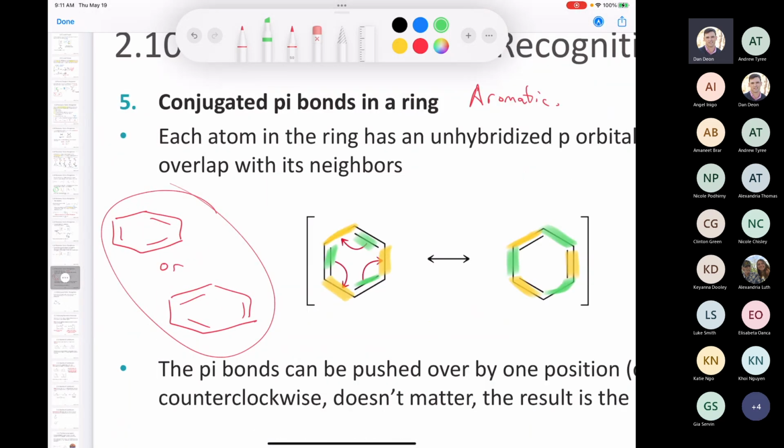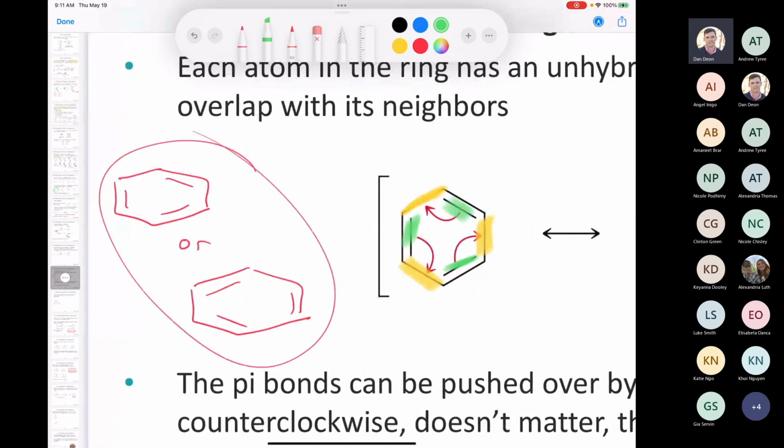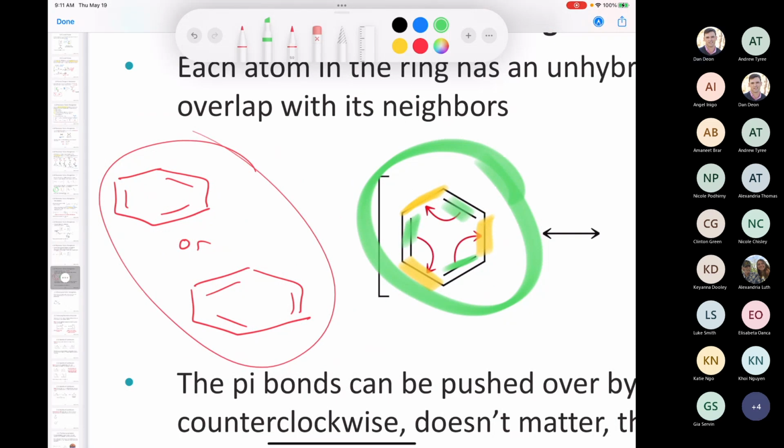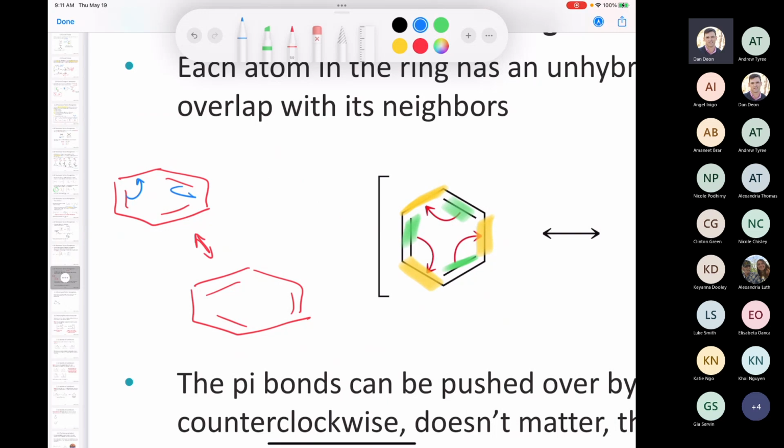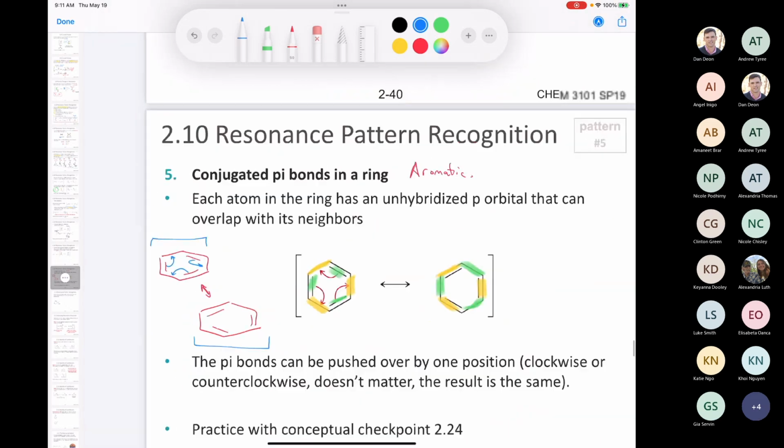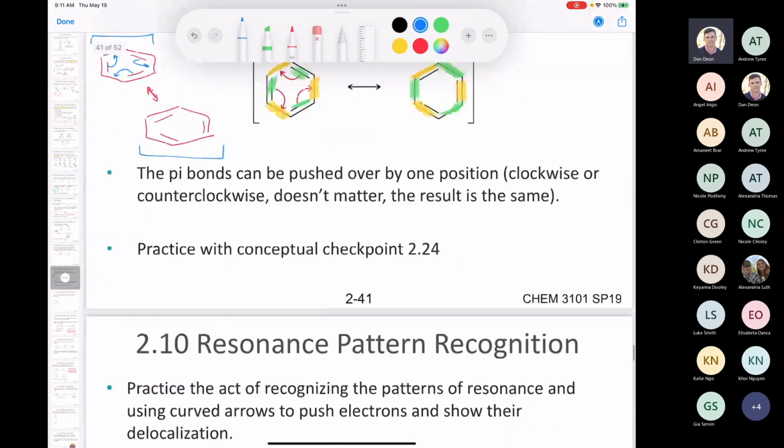And I can prove that to you. If you take a look at these 2 structures here, in this resonance structure, they drew all 3 of the arrows in a counterclockwise fashion, but we can also draw them in a clockwise fashion. And how would we do that? Well, let's draw a resonance arrow first like this. And we could draw them going like this, and like this. And it would give you the exact same thing.